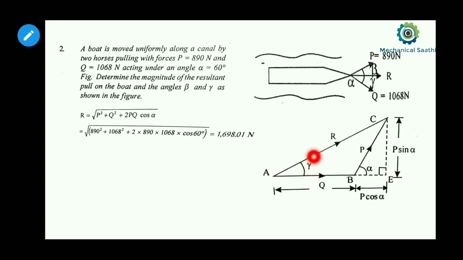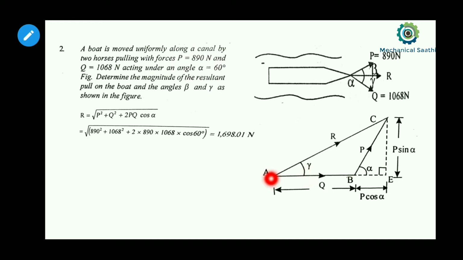If we take tan gamma in this right angle triangle, that is A, C and E, then what can we write? We can write tan gamma as CE divided by AE. So we can write CE by AE, and CE we can replace with P sine alpha.